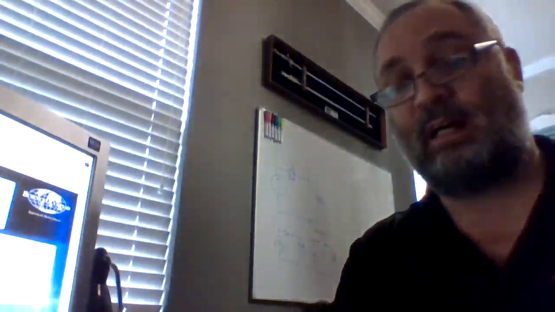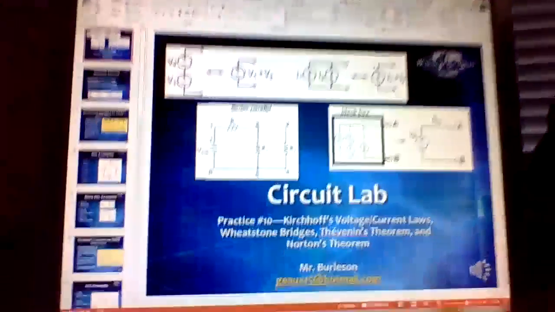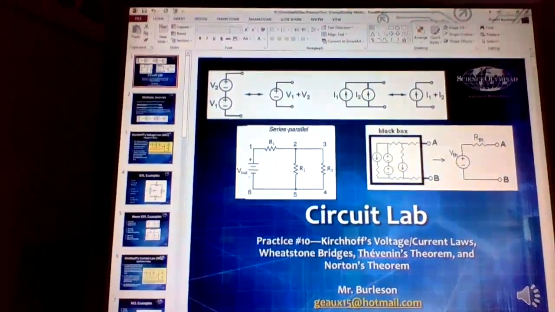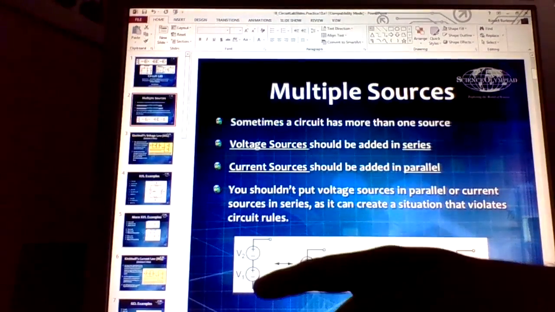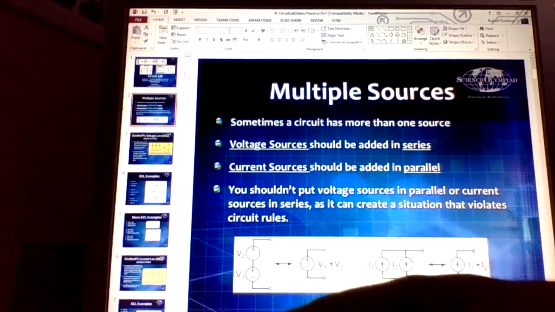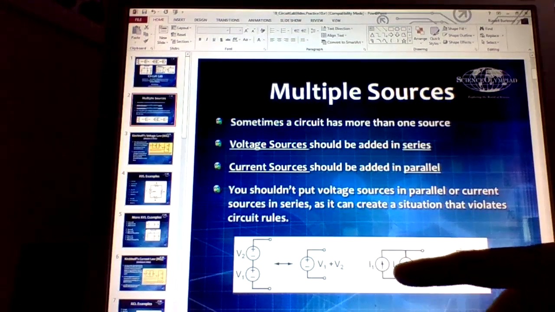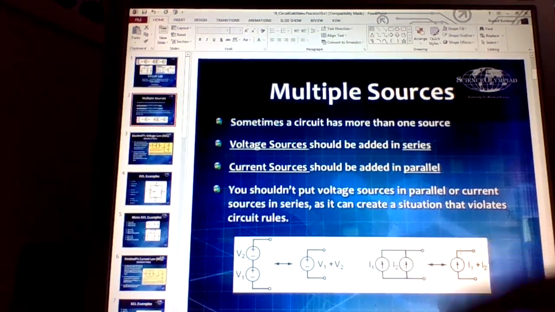Any other questions? Did everybody have a chance to look at practice 10 or practice 11? I think practice 10 is the one we're doing today. The important thing for practice 10 is to remember about multiple sources. You can put multiple voltage sources in series and they add or subtract. And you can put multiple current sources in parallel so they can add or subtract.